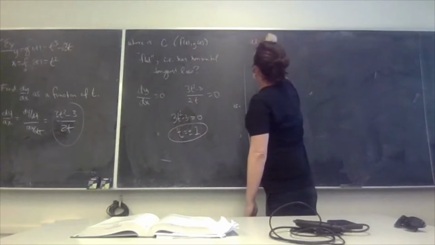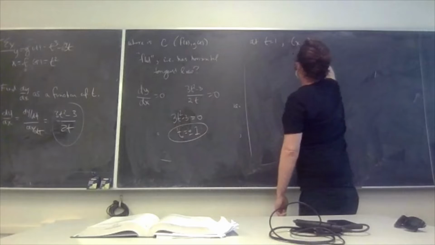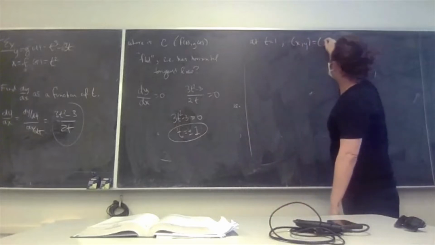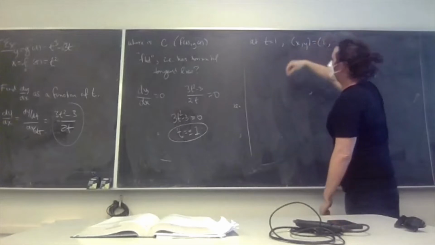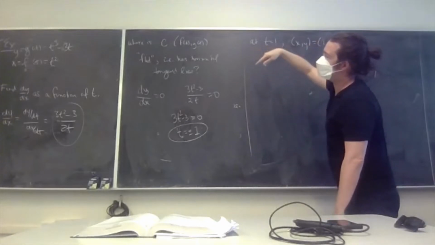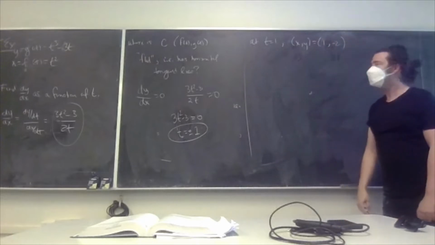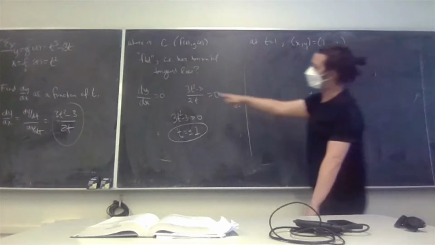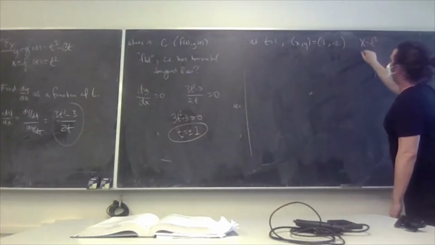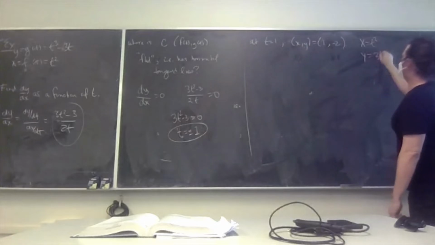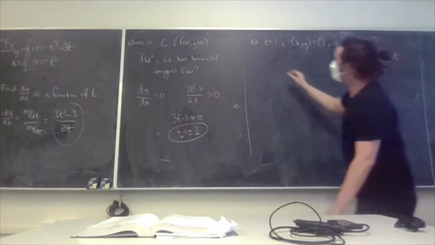So at t is equal to 1, x, y is equal to what, 2? No, 1, sorry, 1, right? 1 minus 3 is negative 2, I think. Yeah. Because I'm using these formulas right here. Remember, x is equal to t squared and y is equal to 3t cubed minus 3t.